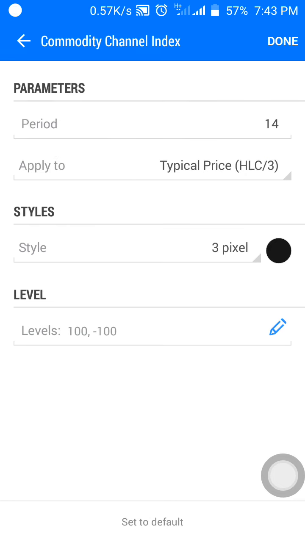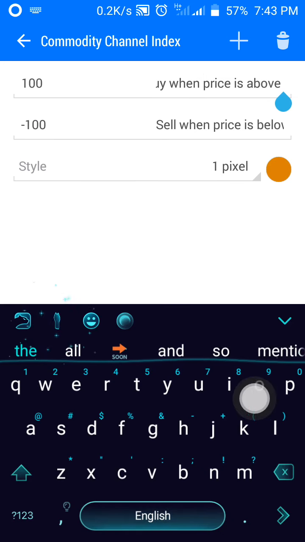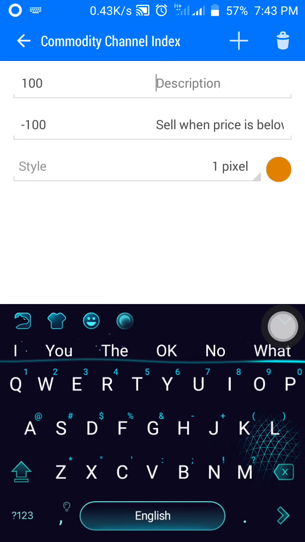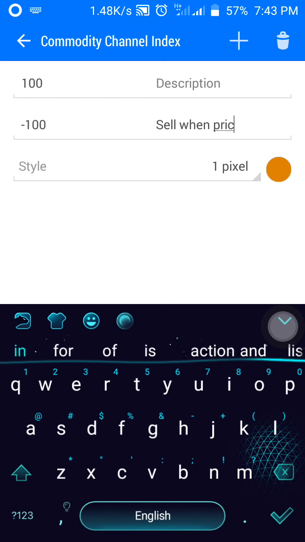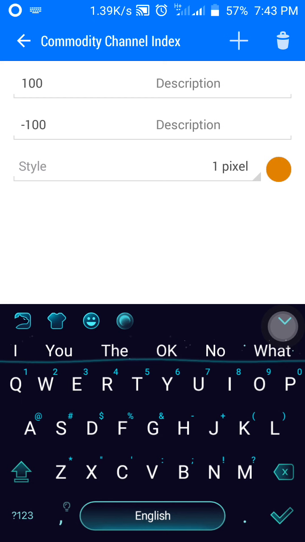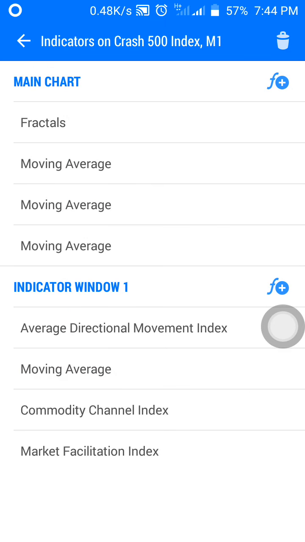You may not add the description if you wish. Let me remove this description so that you don't get confused. You don't need the description on this. You can add any pixel of your choice, any color of your choice, then you click on done.